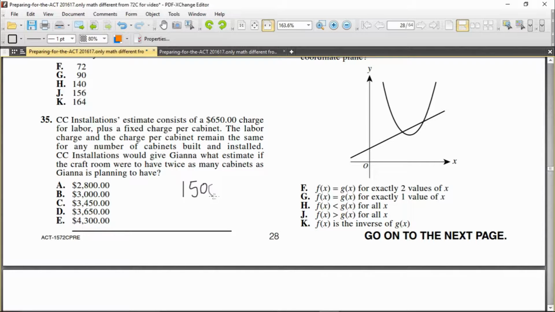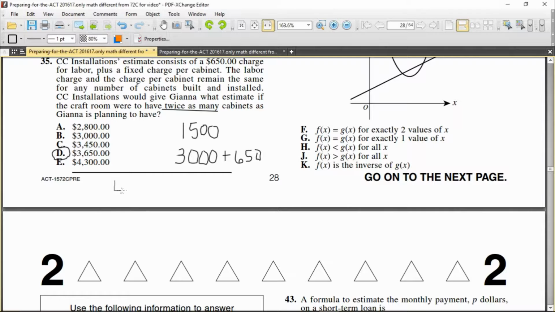The per cabinet charge remains the same, so if we double the number of cabinets, we double that charge. $3,000 for cabinets under this twice as many situation. Add back the $650, and that gives $3,650 for the price of this new estimate. Could have gone through and written down the equation.